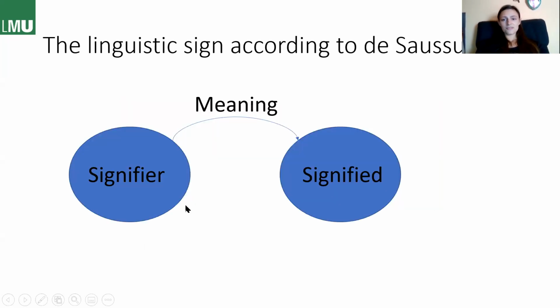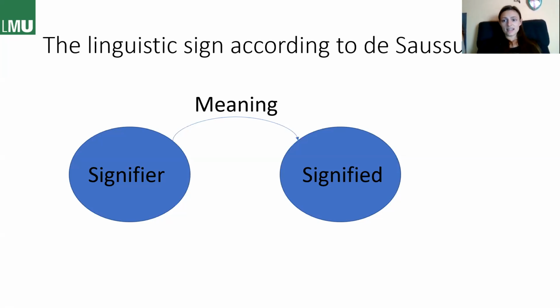Then we have Ferdinand de Saussure, a name which you will hear in probably every single linguistic class you will ever take. And he focused on a linguistic sign instead of just any sign. And basically what he says is we have a signifier and we have a signified. You can also use the French terms if you will. So we have the signifié and the signifiant, for those of you who prefer these terms. And the two of them are linked by meaning.